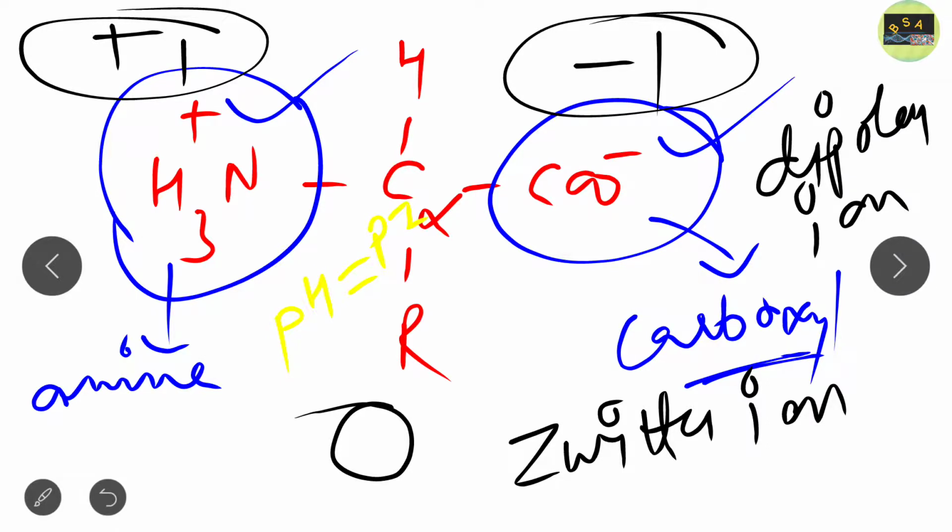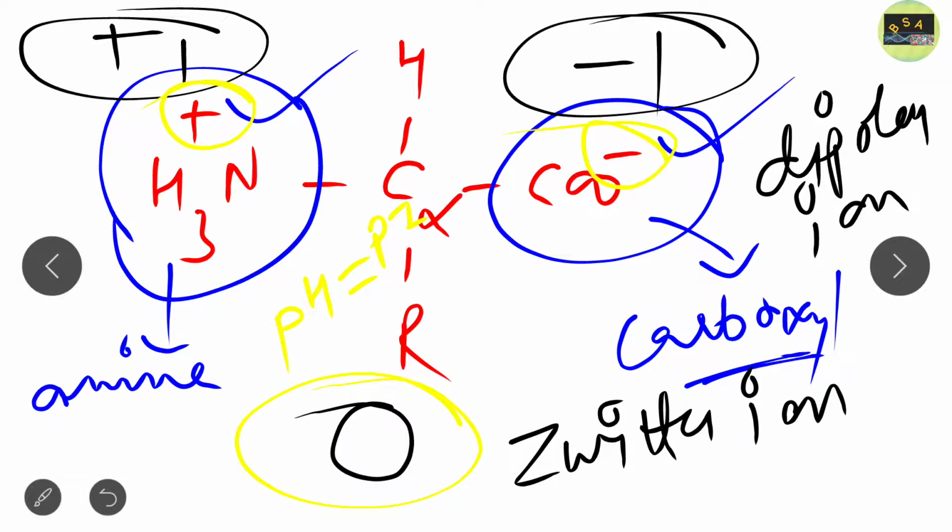So what is a Zwitterion? See the definition. A Zwitterion is a compound with no overall electric charge but containing positively and negatively charged groups. The overall electric charge is 0, but it contains positively as well as negatively charged groups. So this is a Zwitterion.